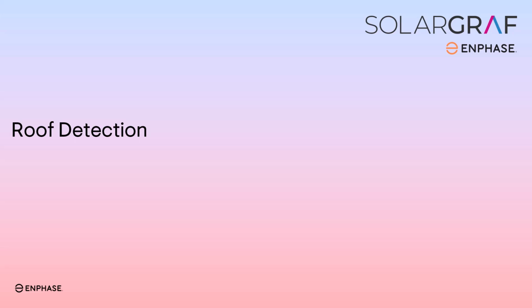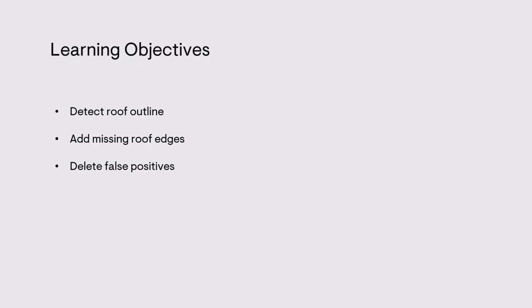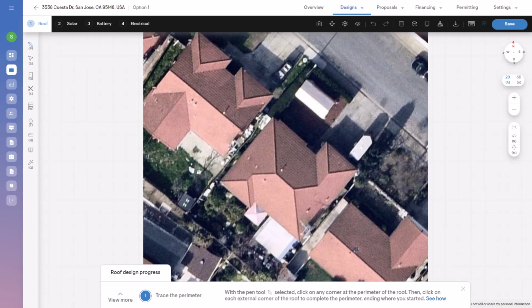Welcome back. In this video, we will take a look at how to use Solargraf's roof detection to automate the roof tracing process. This will reduce the time required to design and mitigate any errors when creating your site model. In Solargraf's 3D design tool, begin on step 1, roof design, to design your site model.